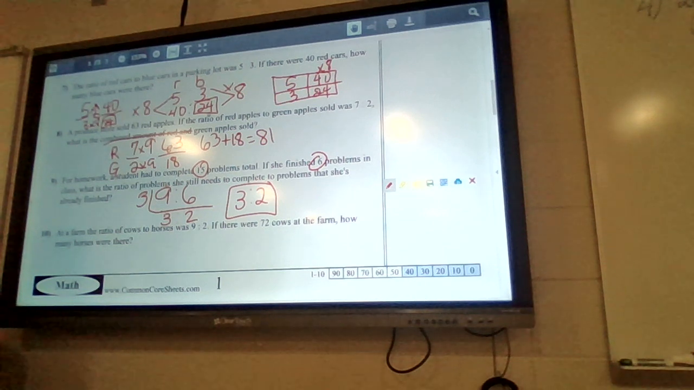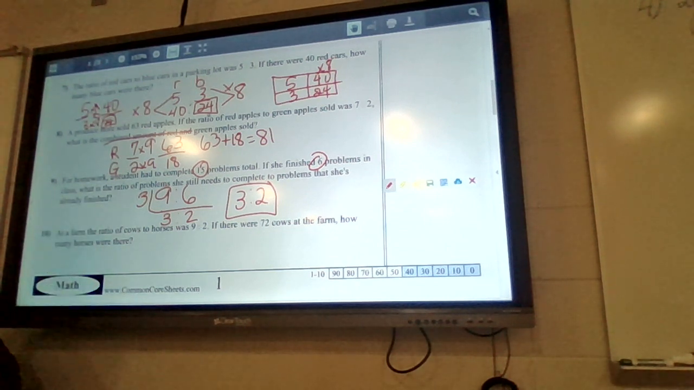That was pretty good. I was still thinking. I read it again, and I read the keywords: ratio of problems she still needs to complete, and then I've already finished. So that total threw me off, but yeah, you're right. She finished 6, so you subtracted it from 15. That gave 9 that she still needed to complete. We wrote our ratio and then we simplified.